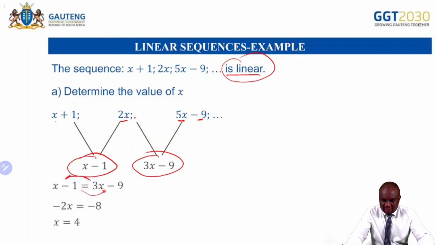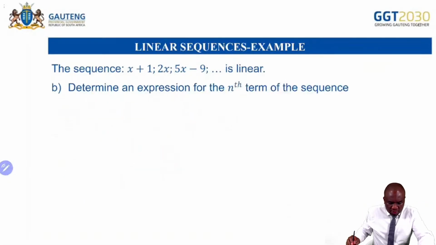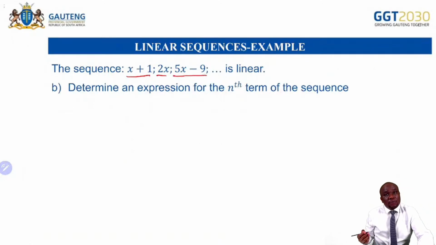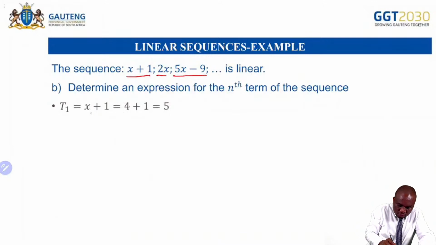Right, welcome back, greetings. Let's do B. So now determine the expression for the nth term of the sequence. Now we need to find what term 1 is, what term 2 is, what term 3 is. Now we know the value of x. X is equal to 4. So now where there's x, we put 4.